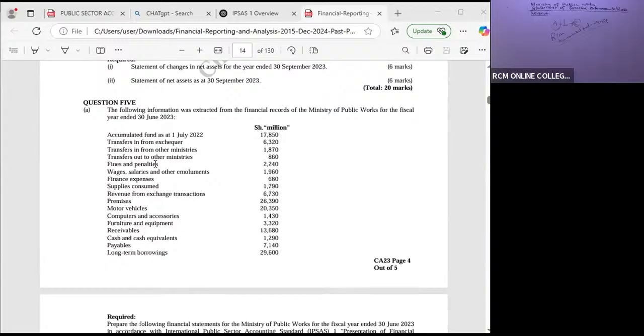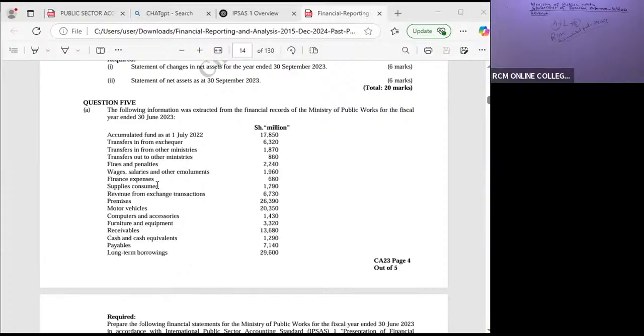All right. Fines and penalties. This automatically is our revenue. I hope you're writing something there. Wages, salaries that we pay, this must be an E thing. It's an expense. Finance expense is an E. Supplies consumed, our stationery, that will be an expenditure. Revenue from exchange transactions in accordance to what we call IPSAS 9. I will be able to explain that further, but that is R.